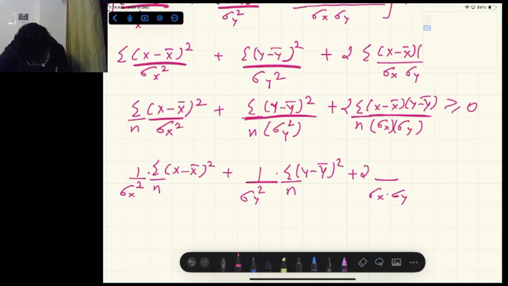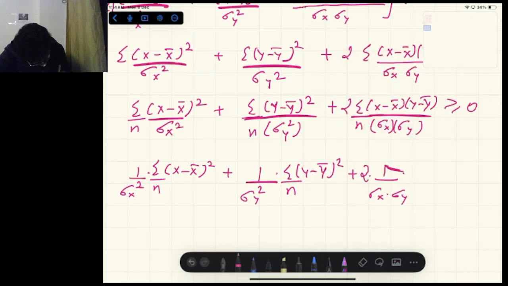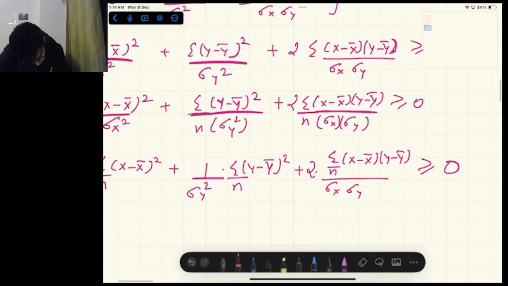Two times 1, and this is sigma by, or I can write this as the same thing. I can write this as, give me a minute. So I can write this as sigma x sigma y and sigma by n x minus x bar into y minus y bar, and this should be greater than or equal to 0, right?